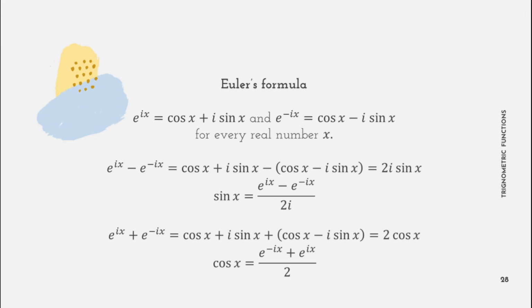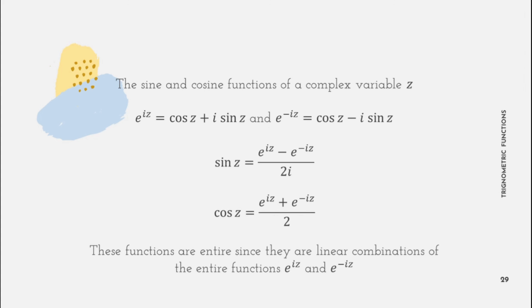We also have exponential ix plus exponential minus ix is equal to cosine x plus i sin x plus cosine x minus i sin x. Then, exponential ix plus exponential minus ix is equal to 2 cosine x, or cosine x is equal to exponential minus ix plus exponential ix over 2. This concept of Euler's formula can be used in complex variables.